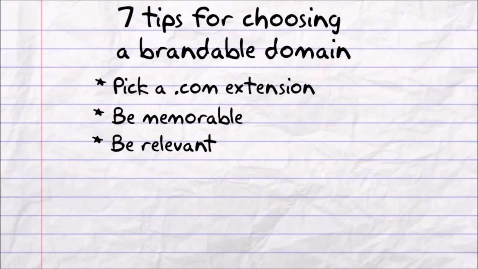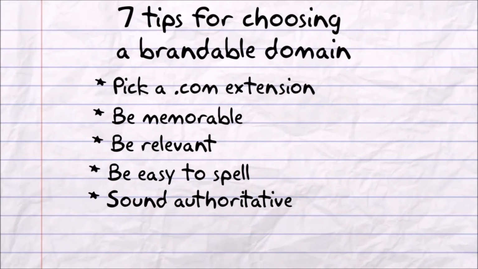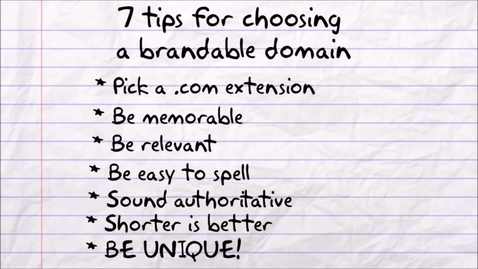For instance, it is bad to write auto-reviews on a website about cats. D. Easy to spell. Your domain name must be easy to spell. Avoid commonly misspelled words. E. Sound authoritative. Your domain name should sound like a trustworthy authority. F. Shorter is better. 1 or 2 words is the best. The top 100,000 sites have 9 characters in their domain names. G. And be unique. Check if the wanted name is one and only. If not, try to create one.